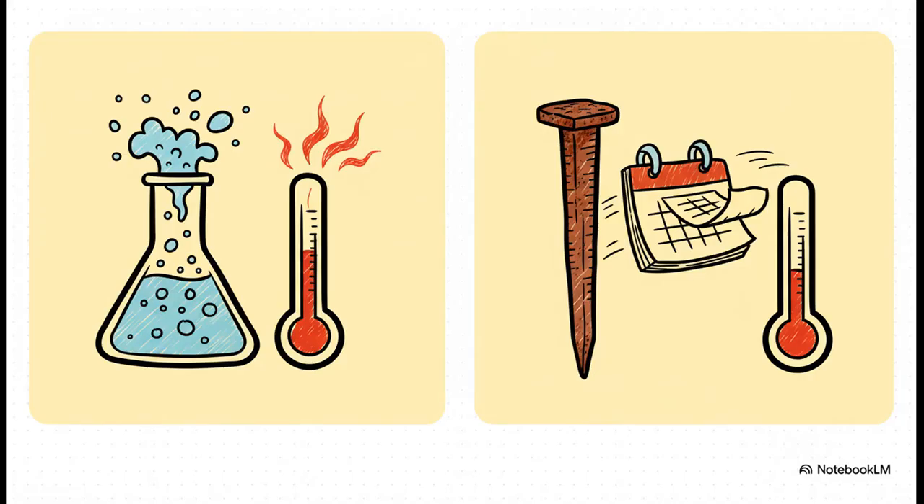On one hand, you've got something like magnesium dropping into acid. It's fast, it fizzes, it gives off heat you can measure, no problem. Perfect. But then you've got rust. It's definitely happening, but you could stare at that nail for your entire life and never be able to measure the heat coming off of it in real time. That is the exact challenge we're going to solve.